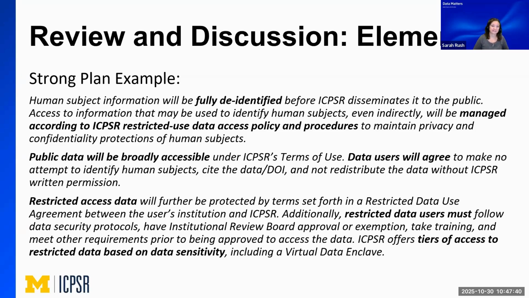Public data will be broadly accessible under ICPSR's terms of use. Data users will agree to make no attempt to identify human subjects, that they will cite the data with its DOI, and that they will not redistribute the data without ICPSR written permission. Restricted access data will be further protected by terms set forth in a restricted data use agreement between the user's institution and ICPSR. Additionally, restricted data users must follow data security protocols, have IRB approval or exemption, take training, and meet other requirements prior to being approved to access the data. ICPSR offers tiers of access to restricted data based on data sensitivity, including a VDE.